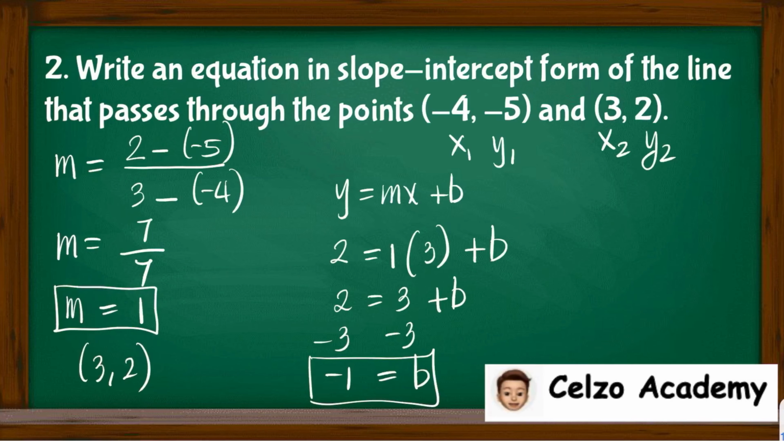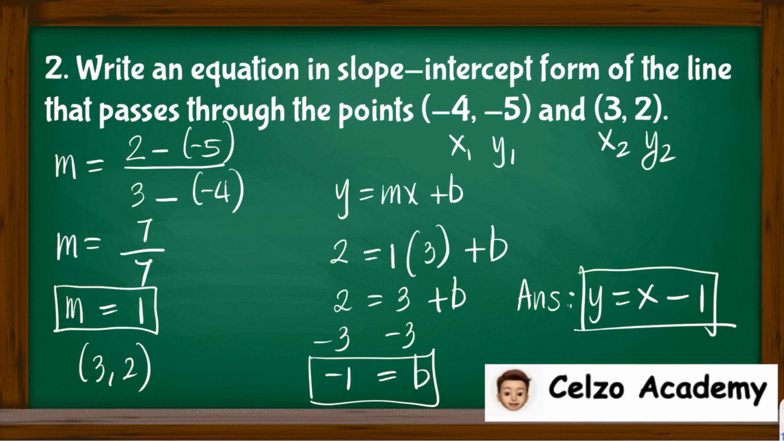So now to write the equation of the line, we need to substitute the m, which is 1, and the b value, which is -1. So y equals 1x, or simply x, plus -1, or minus 1. So the answer is y equals x minus 1.